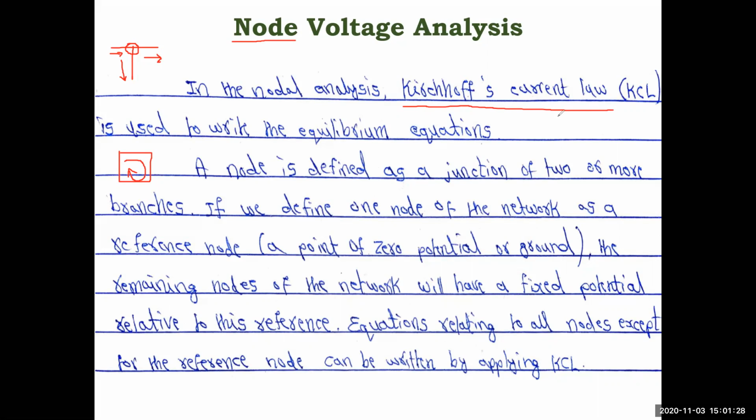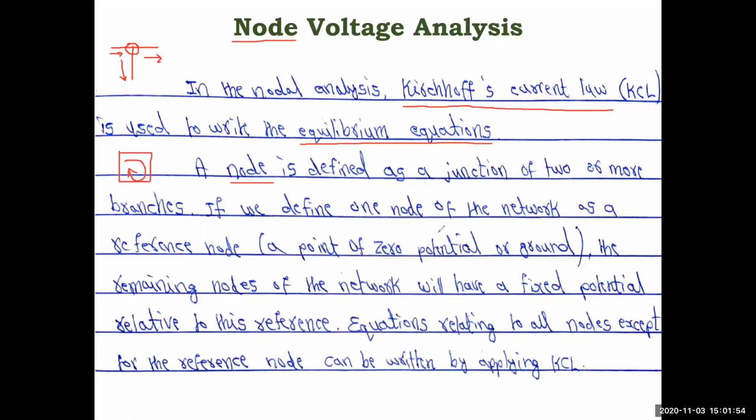Kirchhoff's current law is used in nodal analysis to write the equilibrium equations. Previously we have done mesh analysis, where we wrote three mesh equations and solved them using the calculator. In the same way, to write those equations using node voltage analysis, you require Kirchhoff's current law. That is one difference. A node is defined as a junction of two or more branches, as I showed you in the figure.